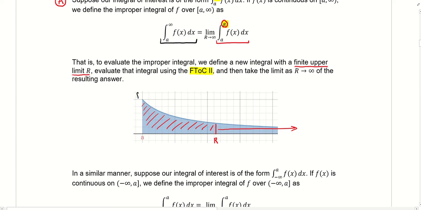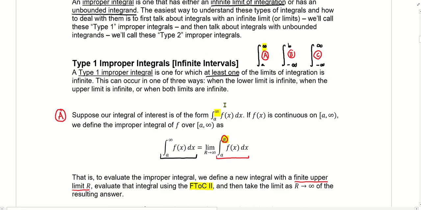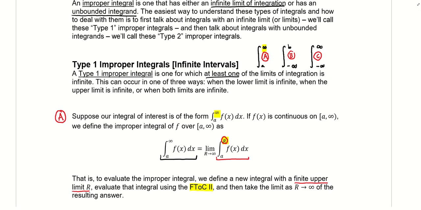So this graph is of f of x. And this is what we do for all of these integrals of this type. We essentially remove the infinite piece or pieces of our limit of integration. We replace it with a constant. Then, when we take our limit using the evaluation theorem, that's where we take the limit, let r go to infinity, and that will give us our actual area that we're interested in. Okay, so that's what happens when the top limit of integration is infinite.